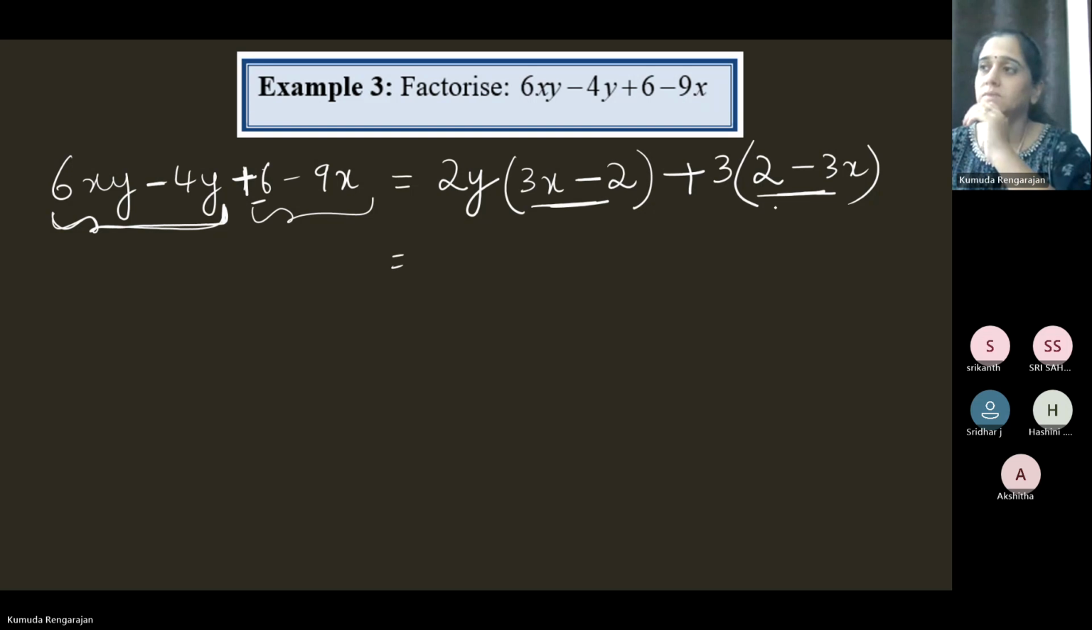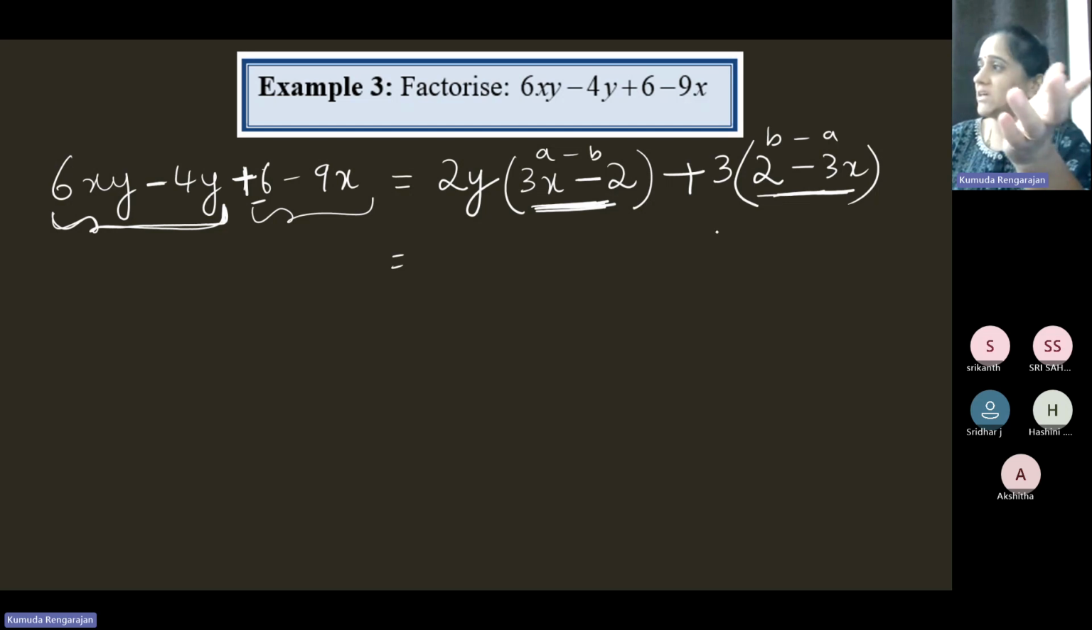This is the first step. Now, check the expression in this bracket and this bracket. You must have exactly the same expression. 3x minus 2, you must have 3x minus 2 here also. Then your grouping is correct. Otherwise, you have to rearrange and repeat this procedure. But now what we see is 3x minus 2. This is like a minus b, and here we have b minus a. 3x minus 2, 2 minus 3x. They're not the same, but you can make the second bracket look like the first bracket.